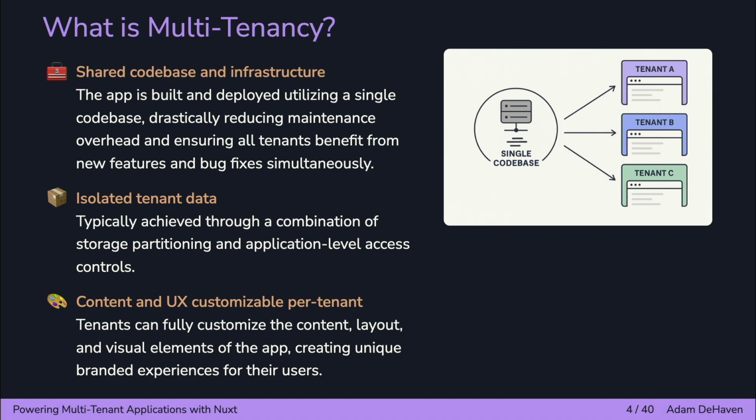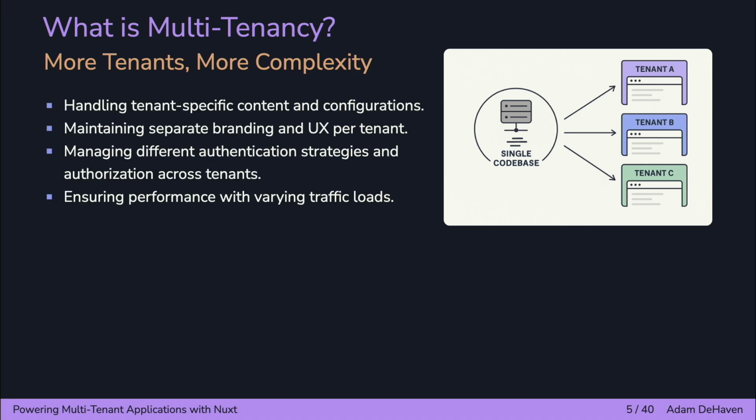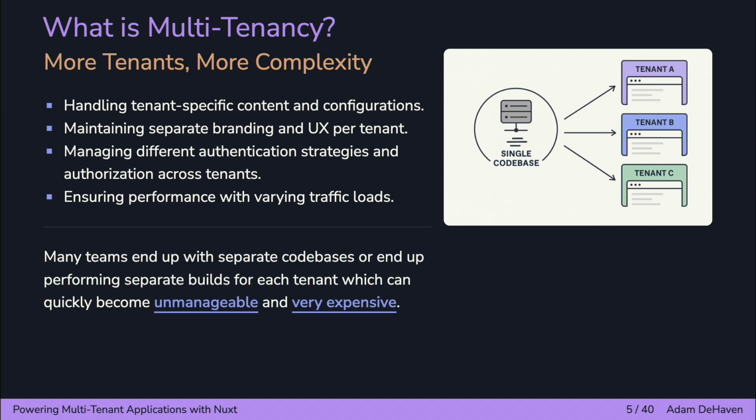Typically, benefits of this are easier maintenance, cost efficiency, and consolidated monitoring and reporting. So you can easily aggregate data across your tenants for analytics and insights, which can be beneficial for product development and your marketing groups. Typically when you have more tenants, you get more complexity, right? You get things like handling tenant-specific content configurations, maintaining separate branding and UX per tenant, managing different authentication strategies and authorization across tenants, and also ensuring performance with varying traffic loads, right? You may have some tenants with 100 users and some with 100,000. So many teams end up with separate code bases or end up needing to do separate builds for each tenant, which can quickly become unmanageable and very, very expensive.